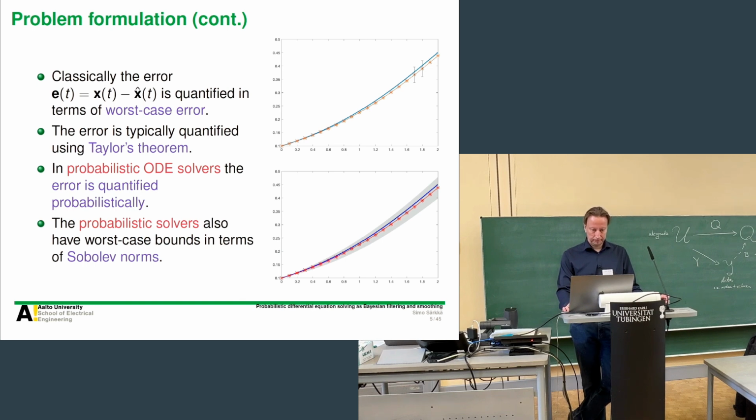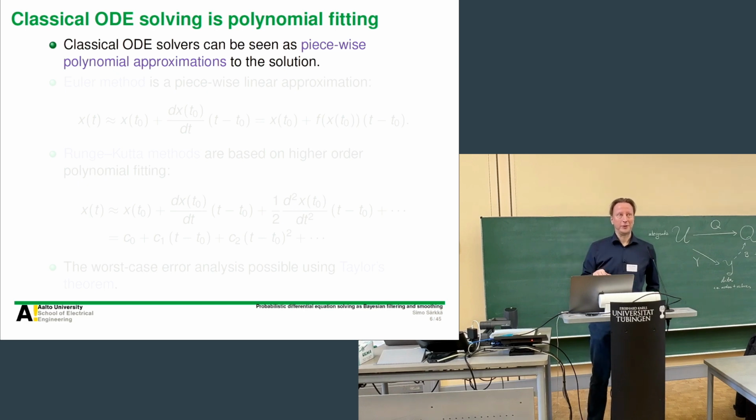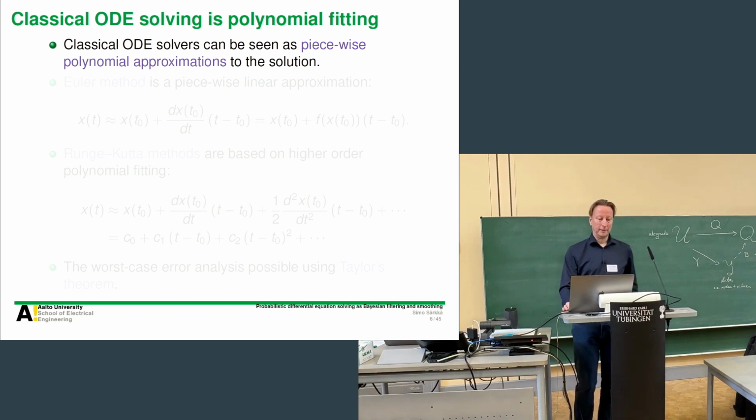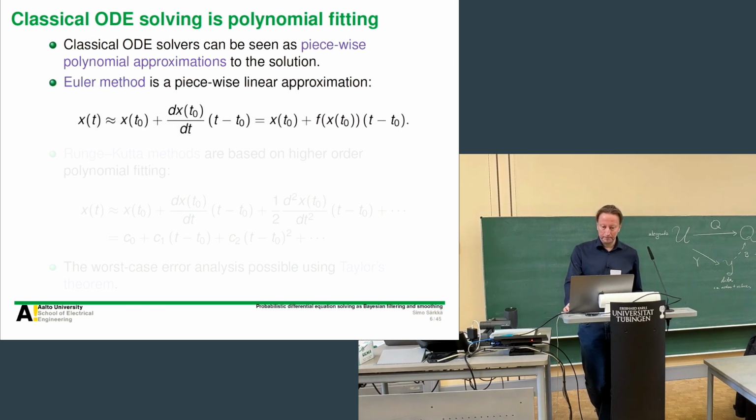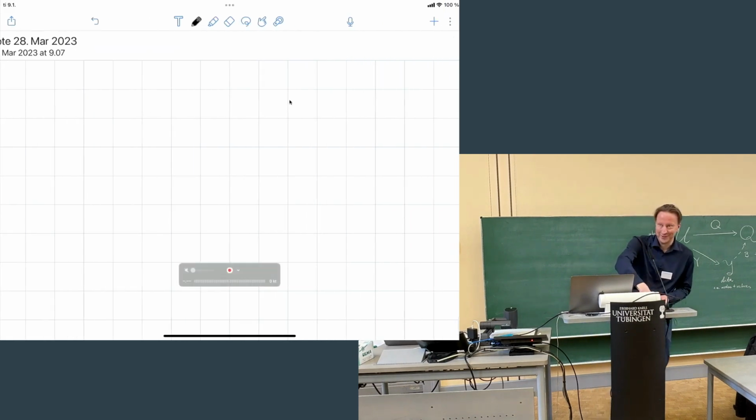And so, how do you do this classically? The classical ODE solvers are polynomial fittings sequentially to the solution, in the sense that, for example, the Euler method approximates the function locally as linear. So what the Euler method does is, let me try to use my multimedia here, let's see if this works.